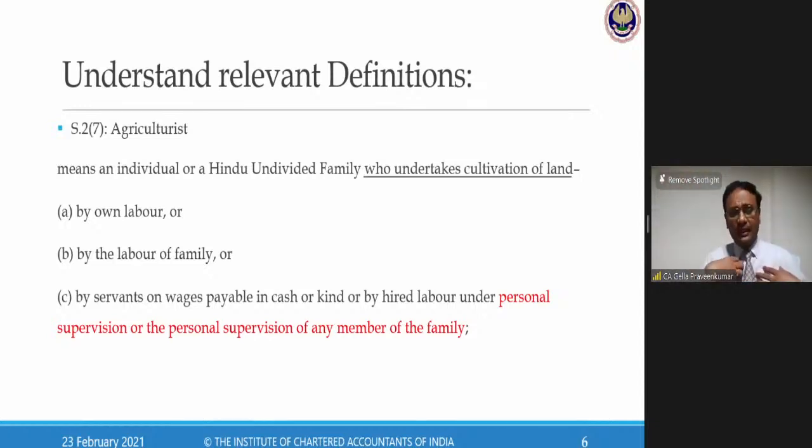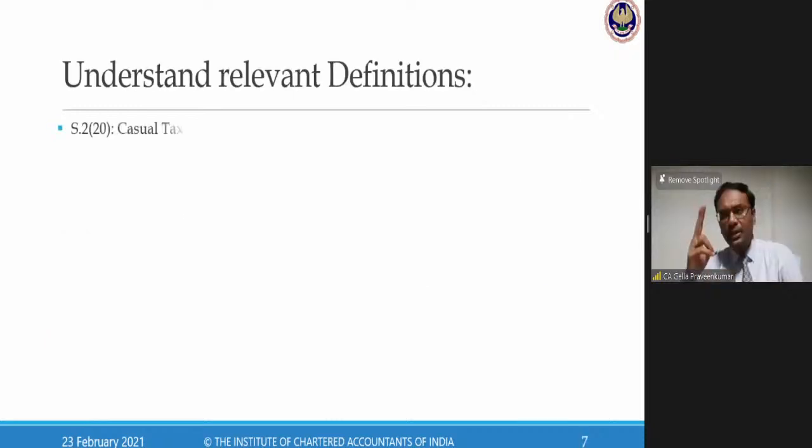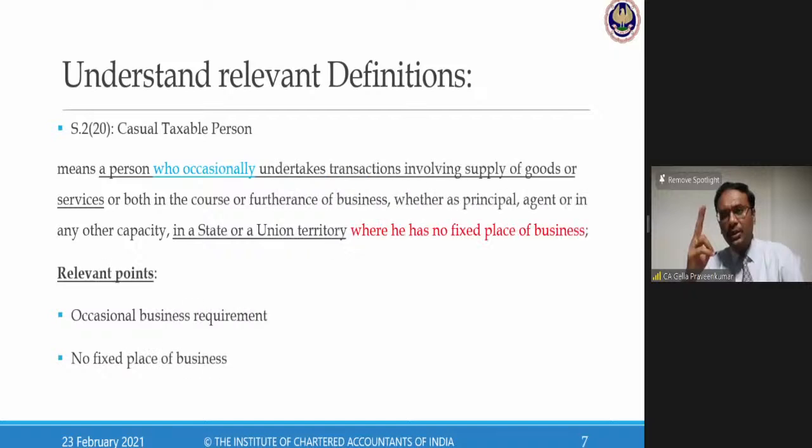So if at all I have any income from the CTP. Now, some definition, very, very important for the examination. Probably 2 marks adjustment you can expect from CTP. Now, this term CTP.